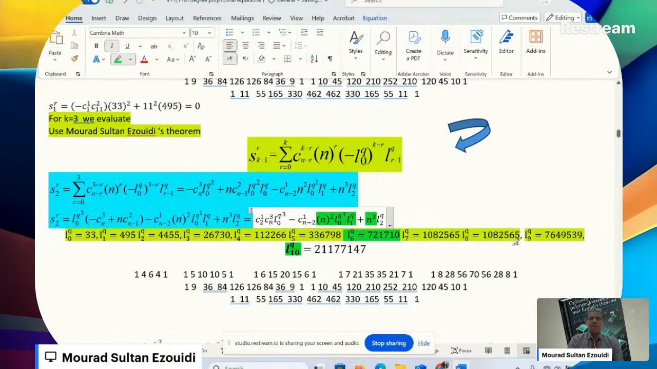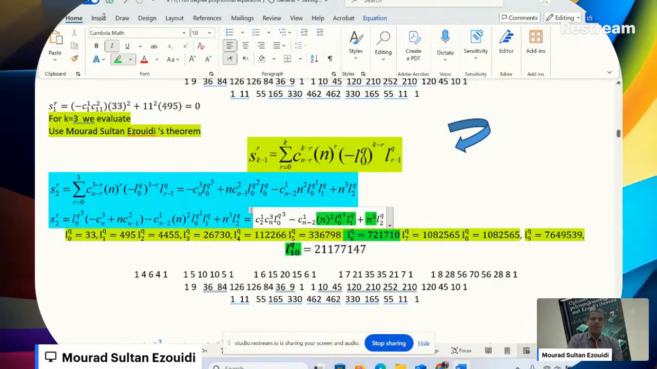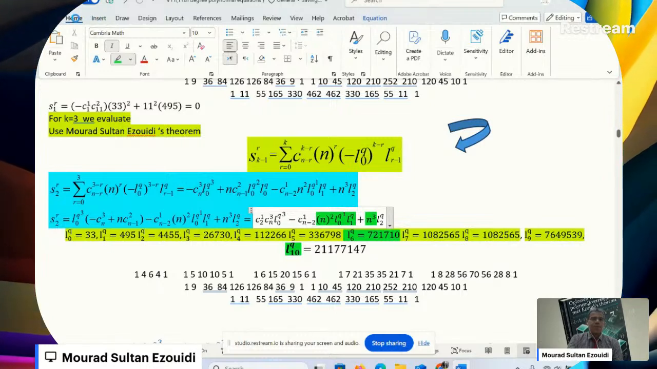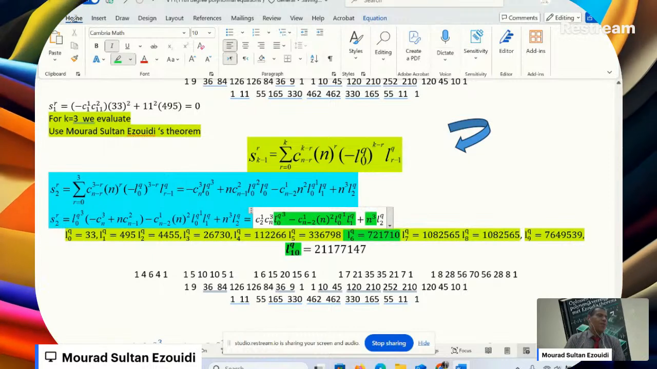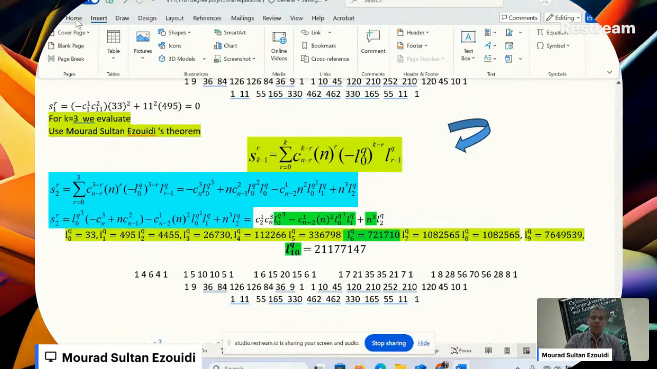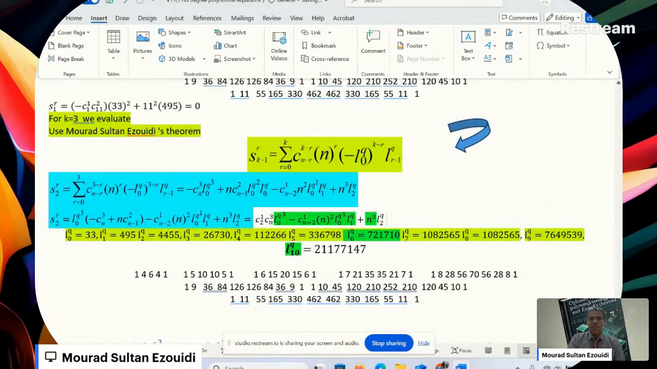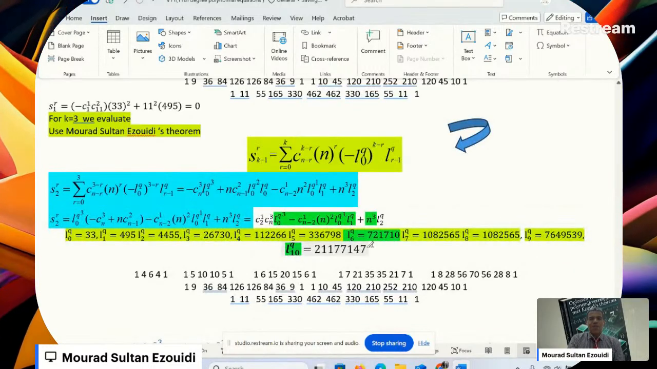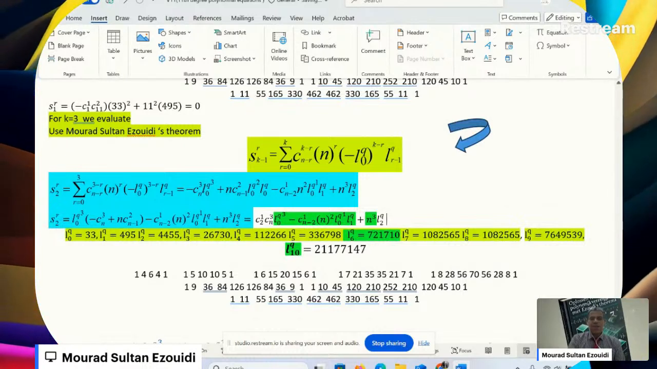Okay. Now we continue, my kids. Now S2, when you make substitution, you get that the value of S2 is going to be equal to 0. Okay, we continue. I want to find exactly the value of S3. To find S3, it's very easy.